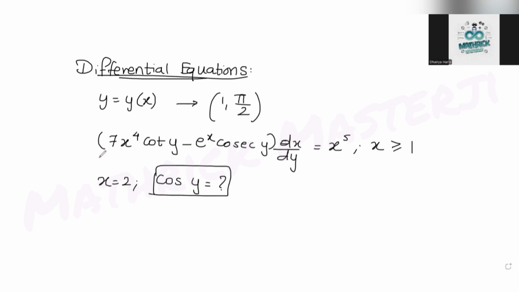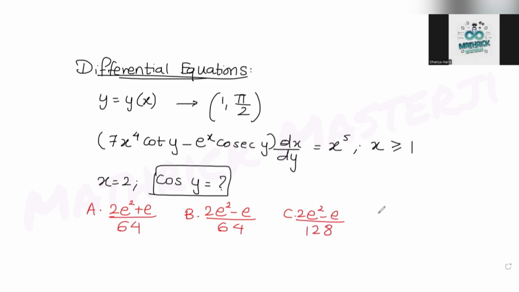Let's try to figure out how to solve this question and find the value of cos y. The answer choices are: option A, (2e² + e)/64; option B, (2e² − e)/64; option C, (2e² − e)/128; and the last choice, (2e² + e)/128. We need to figure out which one is the correct answer.